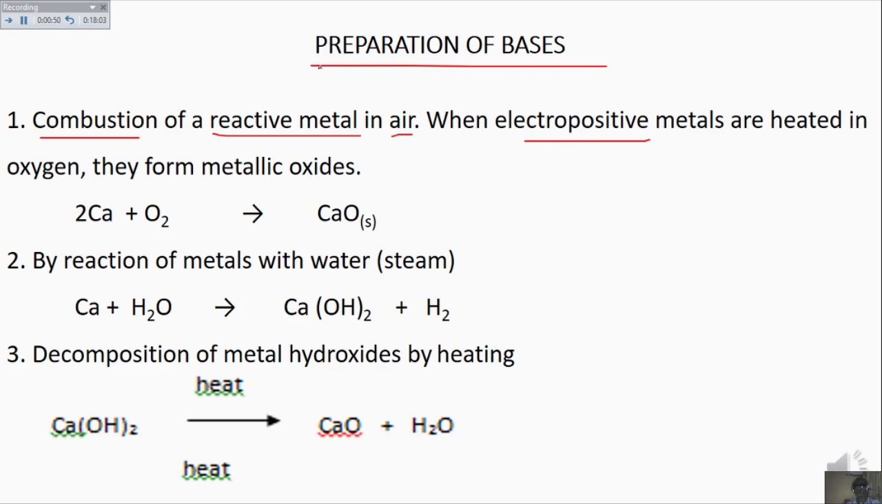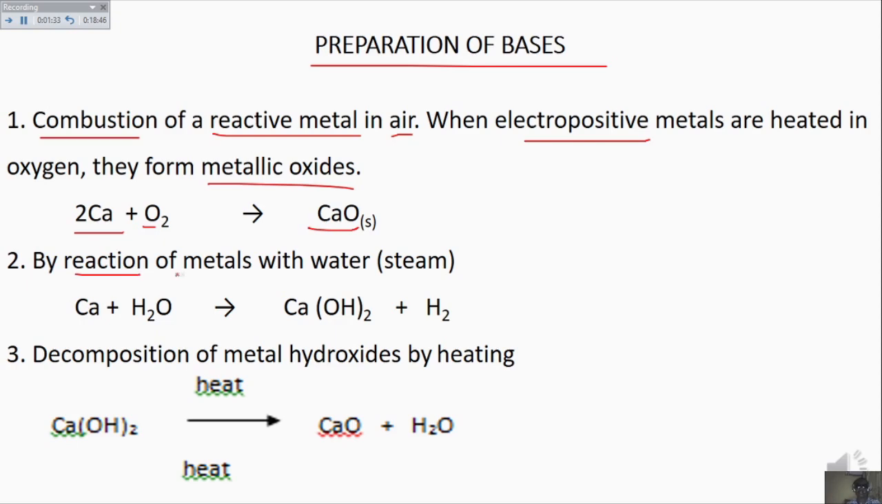This morning we'll be talking about preparation of base, and the first one we'll be talking about is combustion of the reactive metal in air. And when electropositive metals such as calcium or copper are heated in oxygen, they form what we call metallic oxide. And a good example is what you have here. Calcium is an electropositive metal, and when it is heated in air, it forms calcium oxide.